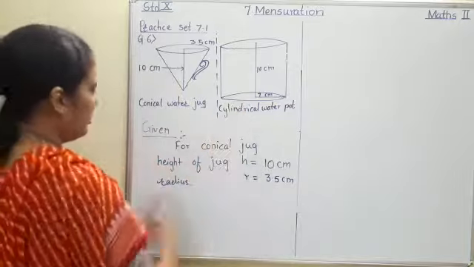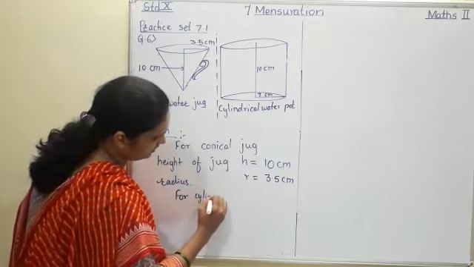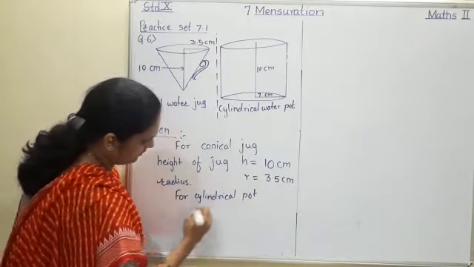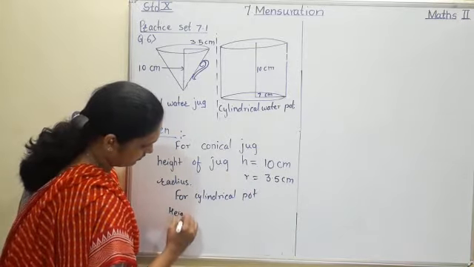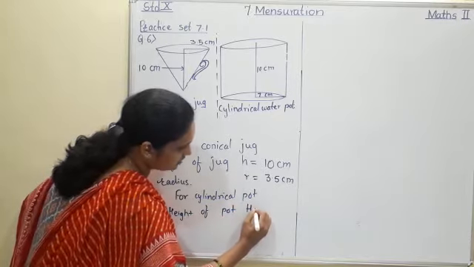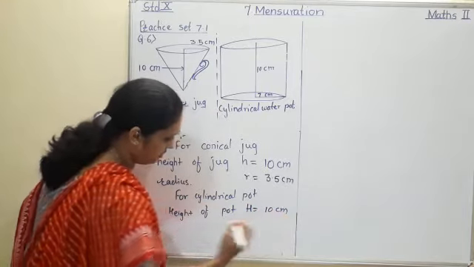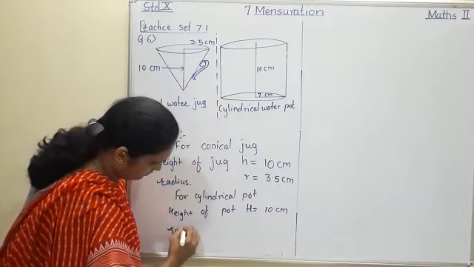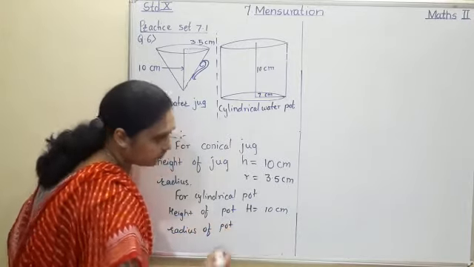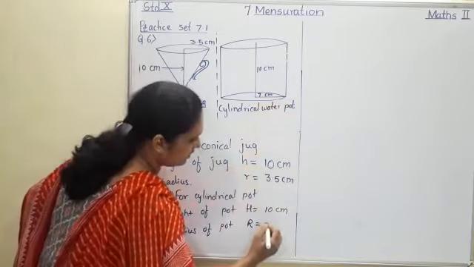Now I'll write about the cylinder. For the cylindrical pot, the height of the pot, this time I'll consider capital H, so capital H is equal to 10 centimeter, and the radius of the pot, I'll consider capital R, is 7 centimeter.